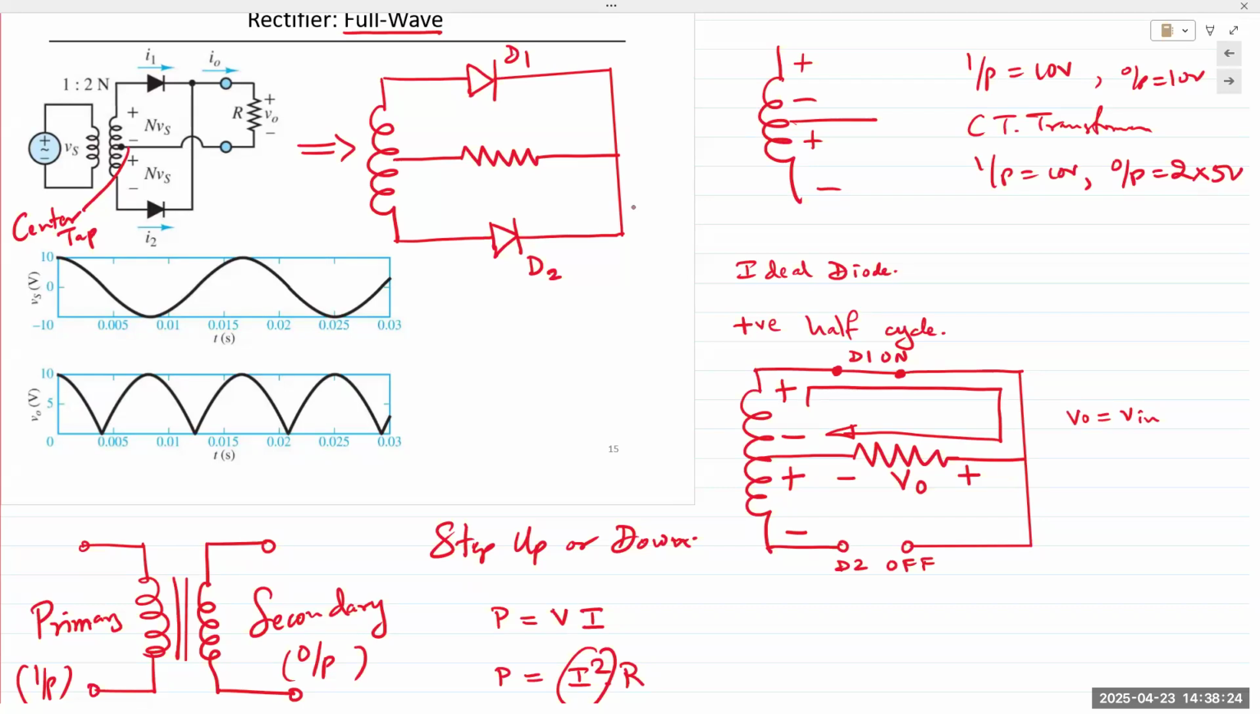Actually, the analysis is the same as the half-wave rectifier. Right? All you have now is two separate lines, but they are interlinked.